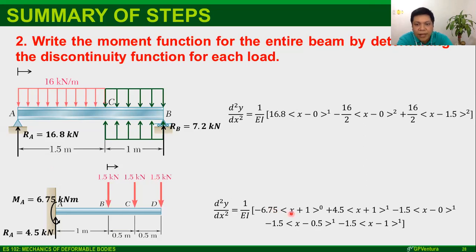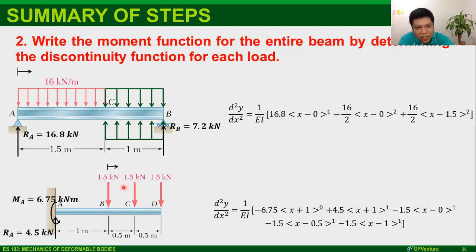Okay, so X minus negative 1, I get X plus 1 raised to 0 because that's an applied moment. Plus 4.5 because the support reaction is upward. X minus A, but A is the location of the concentrated load. So it's found at X equals negative 1 again. So if this is X equals 0, this is found at X equals negative 1. So X minus negative 1 raised to 1 because that's a concentrated load.